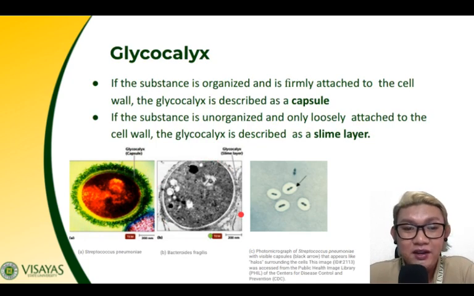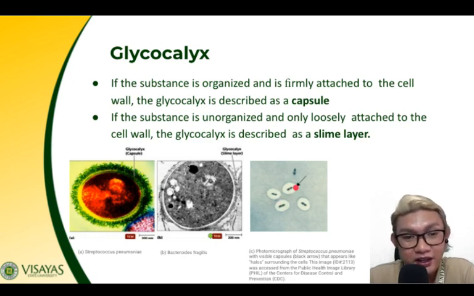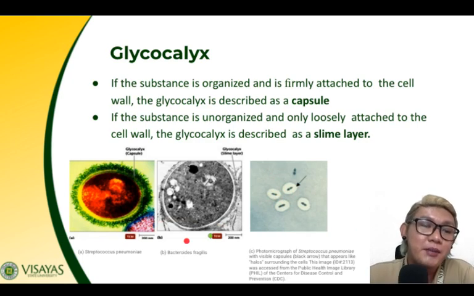So you have here a typical structure of Streptococcus pneumoniae cells, which are negatively stained. In negative staining, you stain the background so that the capsule appears like a halo around the cells. So these are the capsules, these clear zones in between the dye and the bacterial cells. So again, if we compare them, capsules are organized and firmly attached.